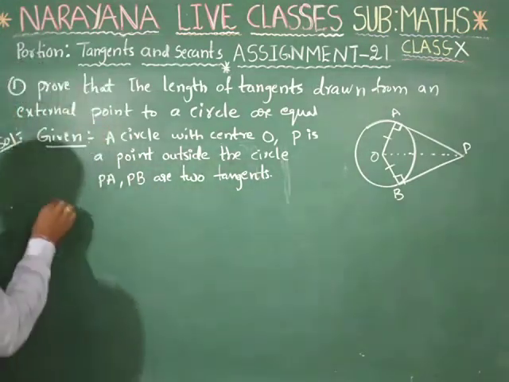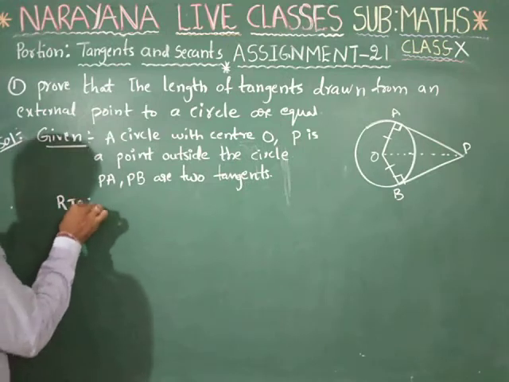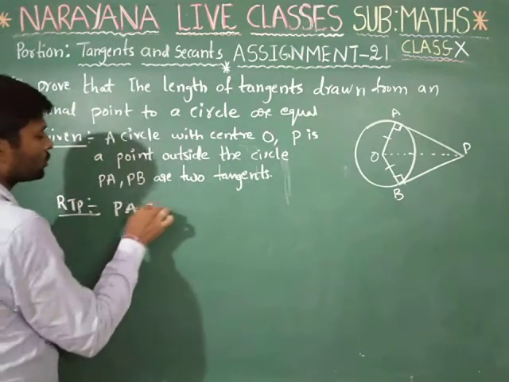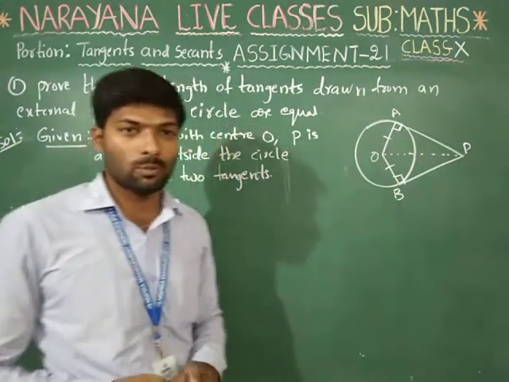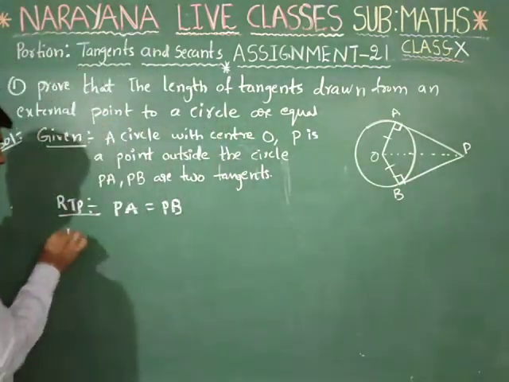Now what we need to prove? So by doing this we need to prove two tangents must be equal. That is PA is equal to PB. How is it possible? So let's discuss that.